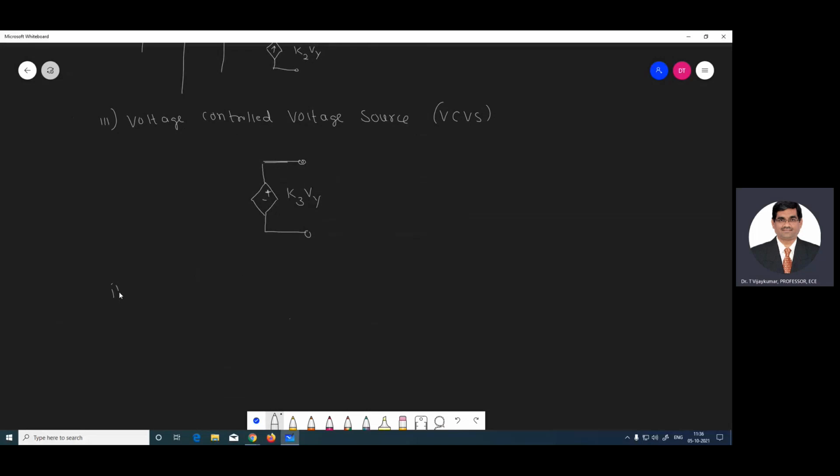And one more, it is called a current controlled voltage source. Write a voltage source here, so minus plus, and it is controlled by current, therefore you have to write here K4 IX.